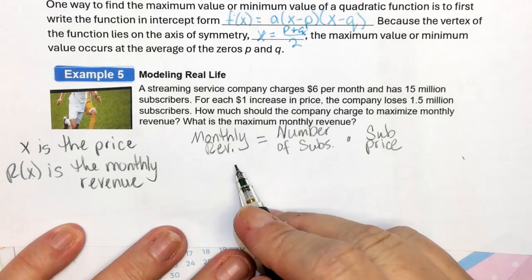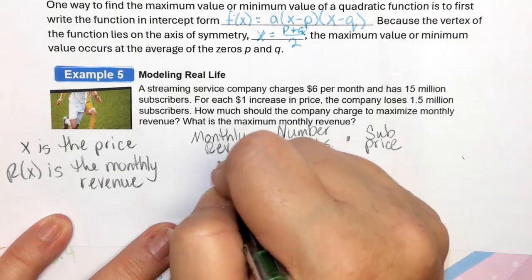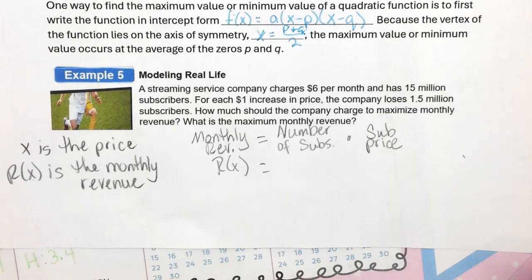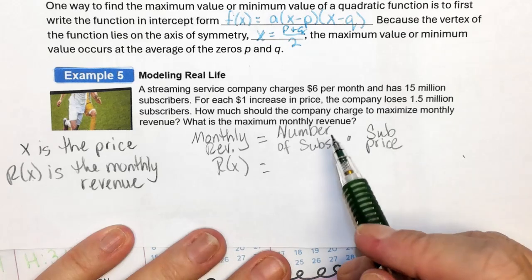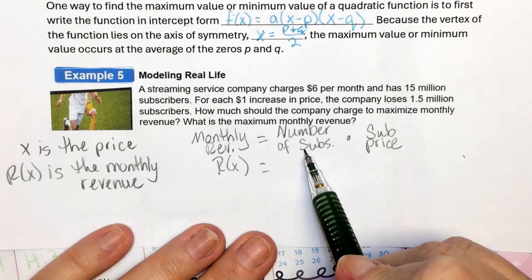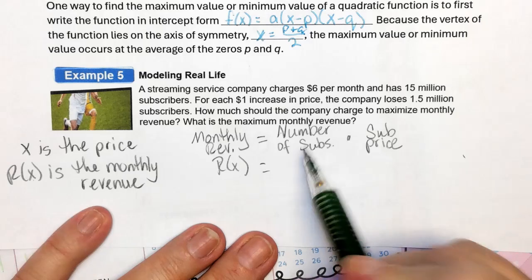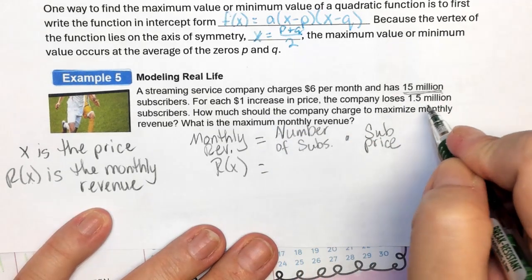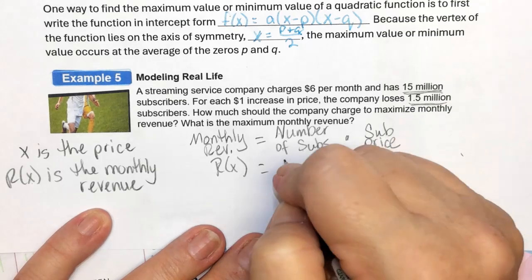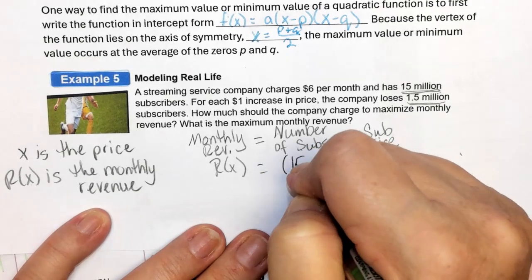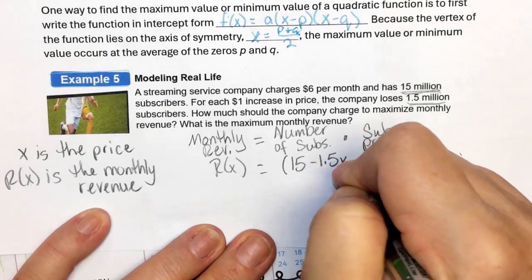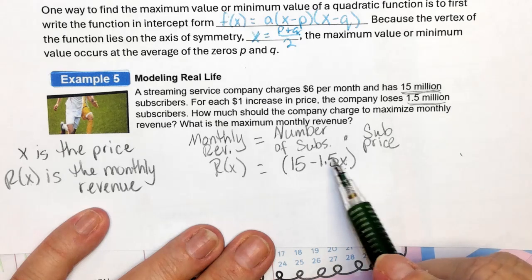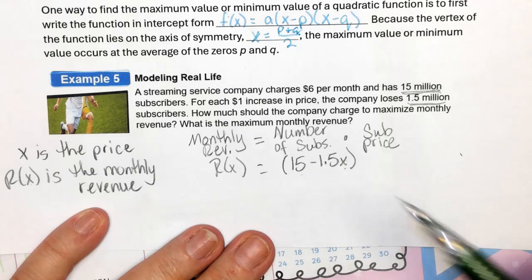So let's look at it. Well, what's our monthly revenue? That's what we're trying to figure out. What's the best revenue? So what is our number of subscribers? How many millions of people? In the problem, we had 15 million, but every time the price increases by $1, we lose 1.5 million. So we can write that. We're going to write millions in just these numbers, but know that this represents millions. No matter how many dollars we have, we can multiply it by 1.5 and subtract it, and it will give us our answer.